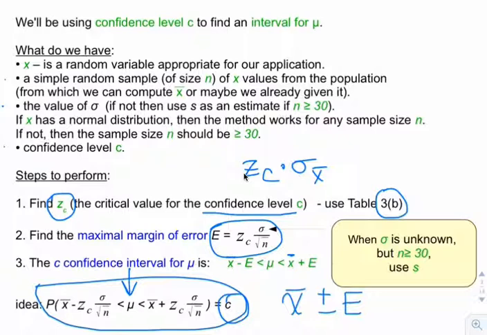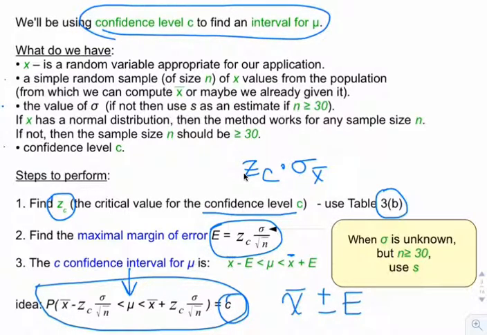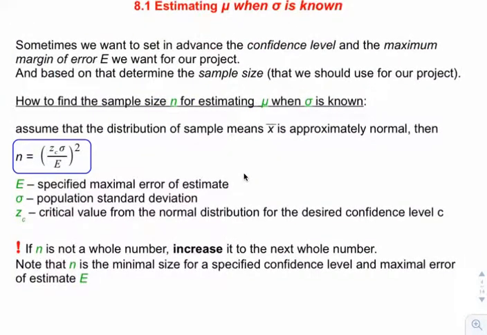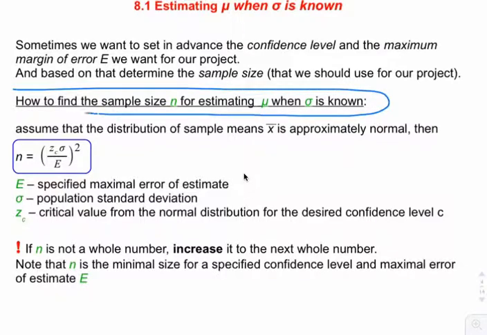We will look at a full example in the next video. So in this case, we're given a confidence level, and we want to find an interval for mu. The other kind of question you could be asked is to find the sample size. So how to find the sample size that is appropriate.